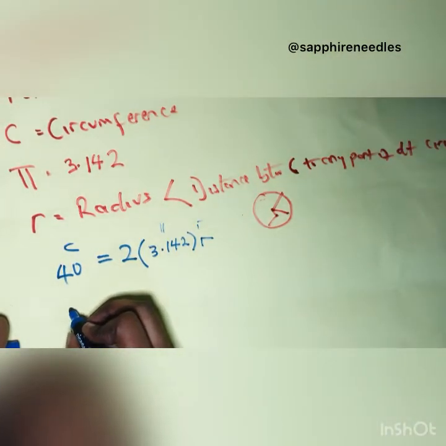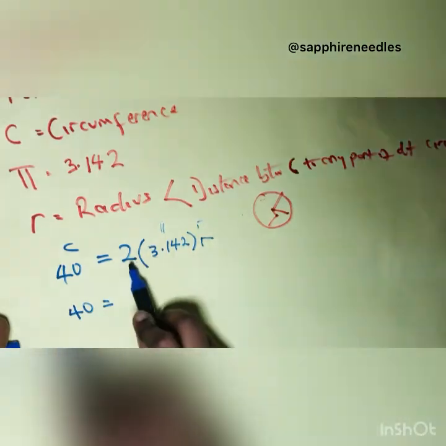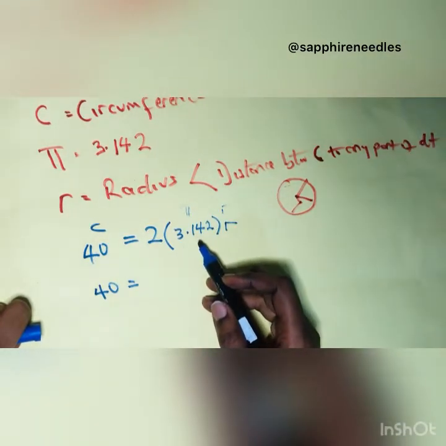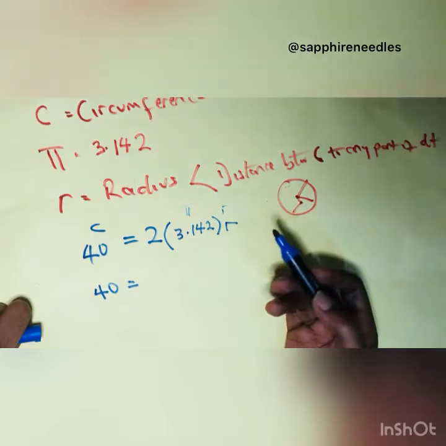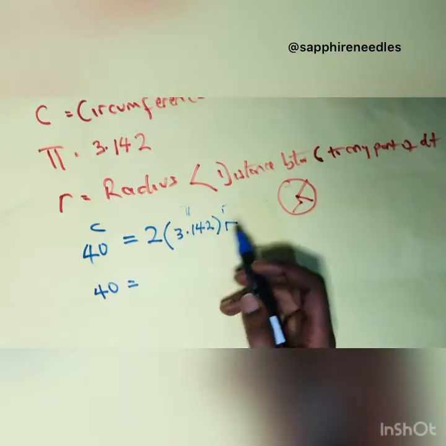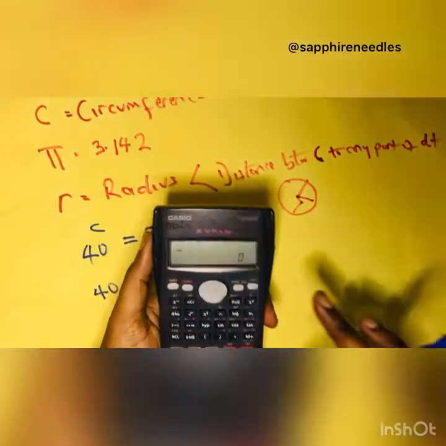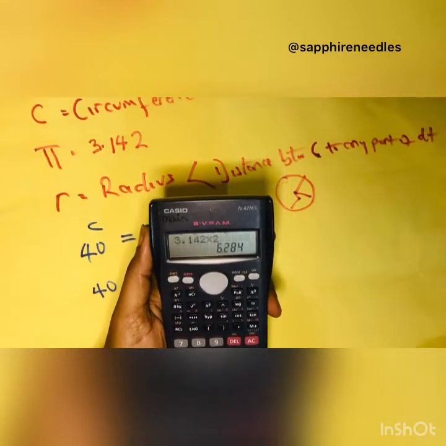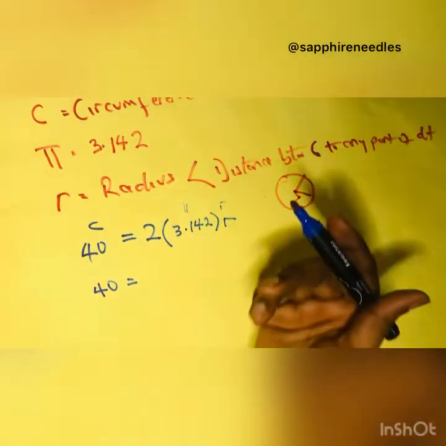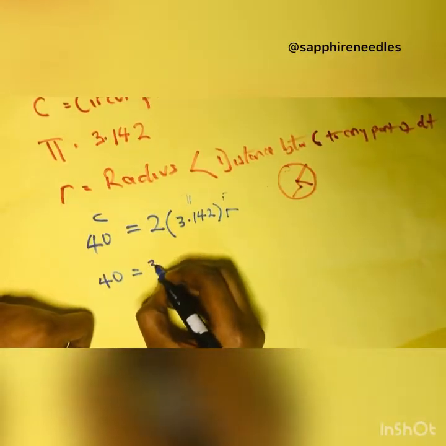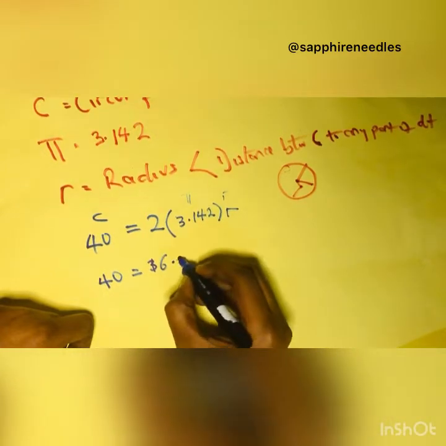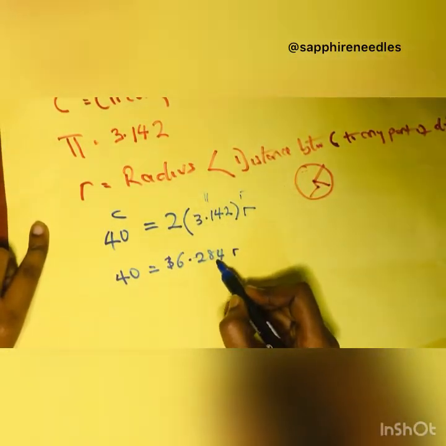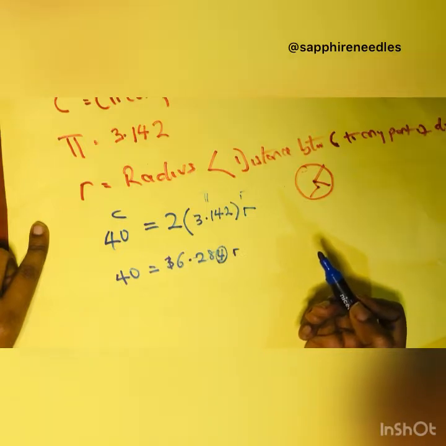So we'll say it's 40 equals 2 times 3.142, or 3.142 plus 3.142. I hope you understand. So this will give us 6.284. We could do the calculation together. 3.142 times 2 gives us 6.284 r. Now because this 4 is not up to 5, we'll do away with it.